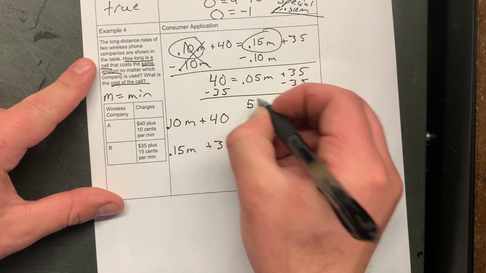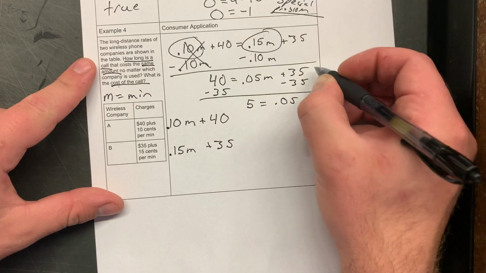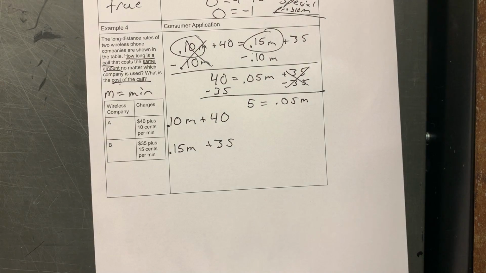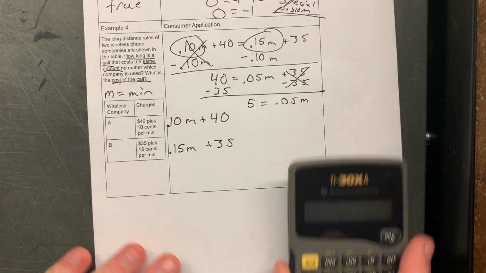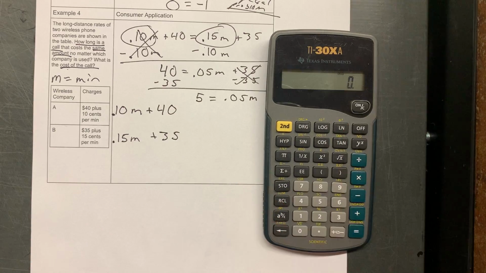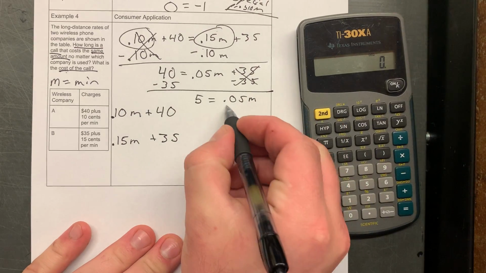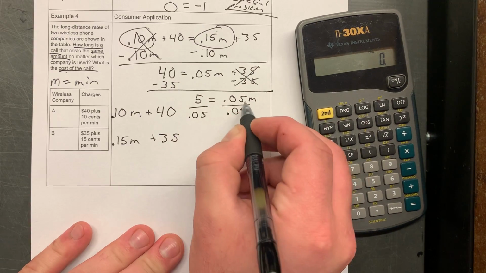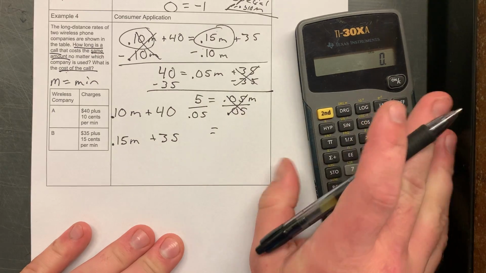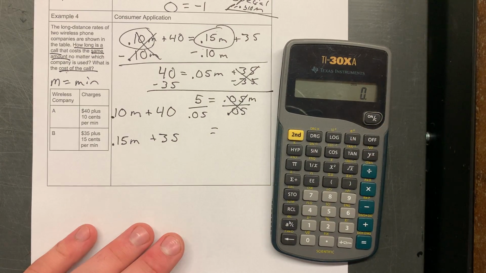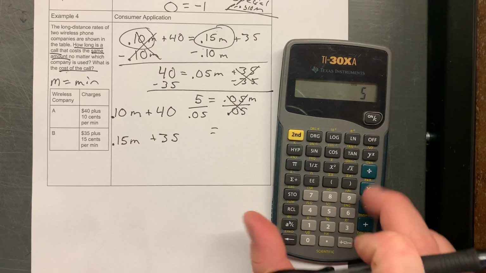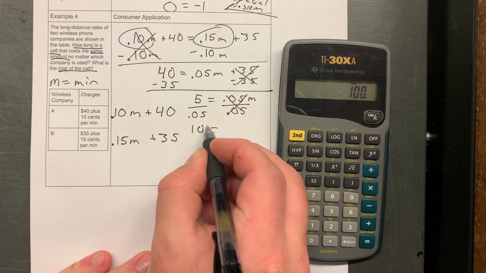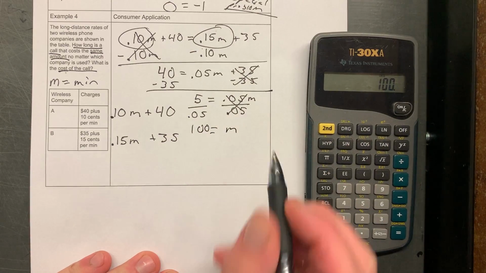I'm going to take away 35 from here, so I just have a two-step equation now. I'm left with 5 is equal to 0.05m. Now I just need to do some division, because I have 0.05 times m. If I divide this by itself, it cancels out, and I have to divide the other side by 0.05 as well, because what I do to one side I have to do to the other. So I'm left with 5 divided by 0.05 gives me 100 for m.